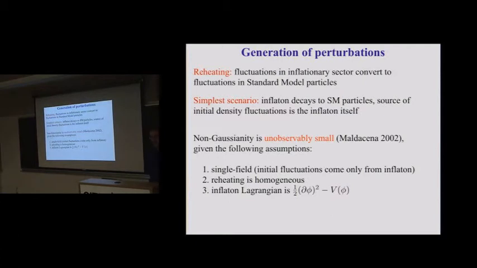There's one more ingredient, which is that we need to convert fluctuations in the inflationary sector, say the massless test scalar, or there are other possibilities, to standard model particles. So the simplest possibility is that the scalar sigma is just the inflaton itself, and that just decays to standard model particles in a way that converts the fluctuations in the energy density of the inflationary sector into fluctuations in the energy density of standard model particles.